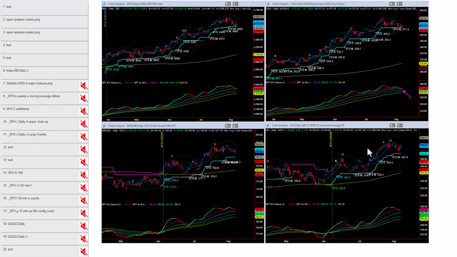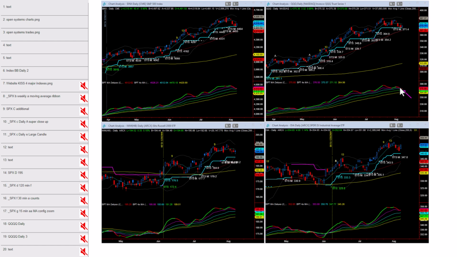Chart number 7. Here are the KISS systems, trend following systems on the 4 major indexes. Again, none of these have hit their smart trailing stops. S&P and triple Qs have been long since March. Triple Qs have been long since early March. It has the best entry. You can see where the smart trailing stop is, 371.40.